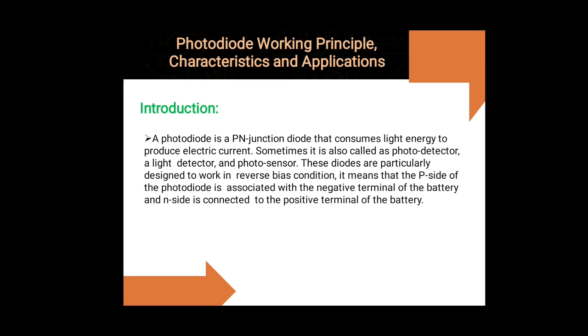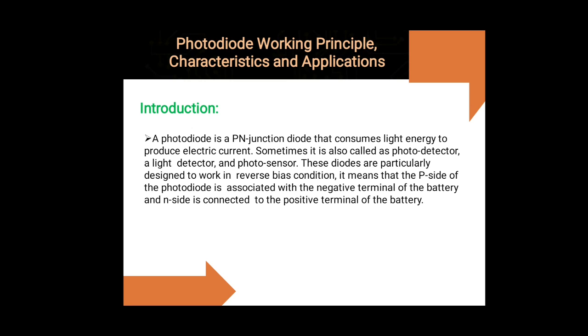A photodiode is also a p-n junction diode, so it consumes the light energy to produce the electrical current or voltage. So sometimes it is also called a photo detector, sometimes a light detector, sometimes a photo sensor. And these diodes are particularly designed to work in the reverse bias conditions.